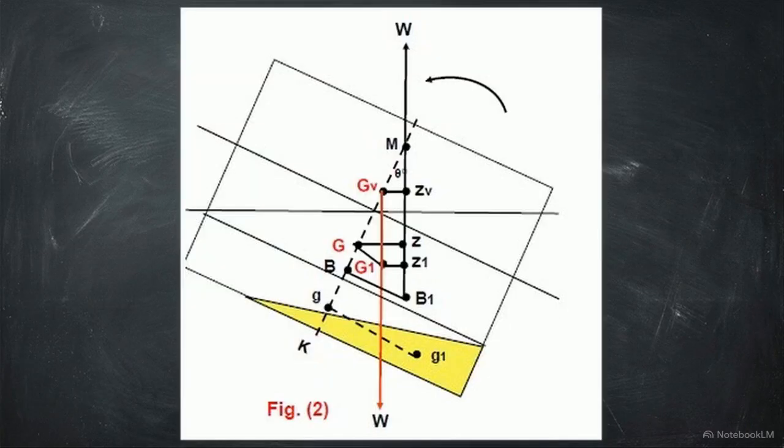This sketch shows the consequence. The ship's downward weight, W, pulls from the off-center position, G1. Tracing that line straight up to the centerline reveals GV, the virtual center of gravity. Geometrically, the ship behaves as if its mass was hoisted to this higher point.